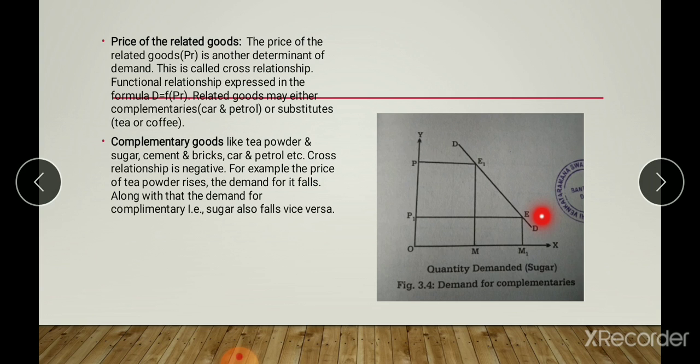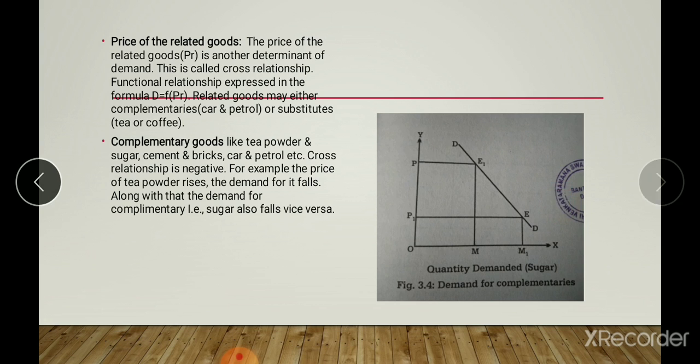Here, when the price of tea powder increases from OP to OP1, the demand for sugar decreases from OM to OM1. When the price of tea powder decreases from OP1 to OP, the demand for sugar increases from OM1 to OM. So thus the cross relationship is negative in the case of complementary goods. Hence, the demand curve has a negative slope.